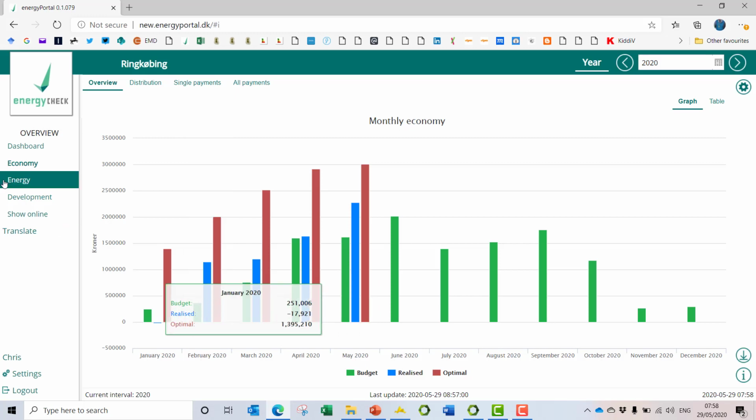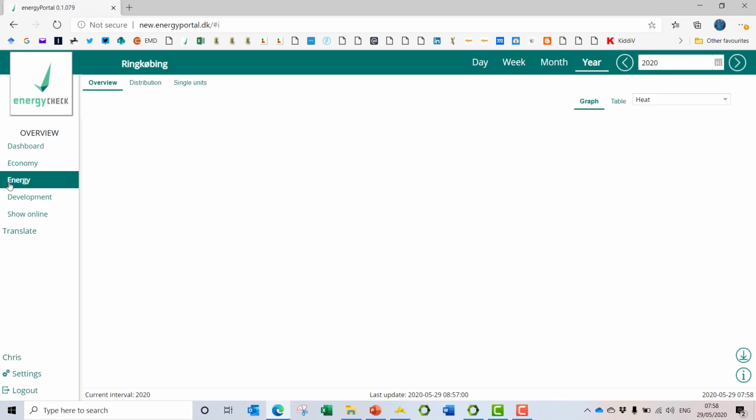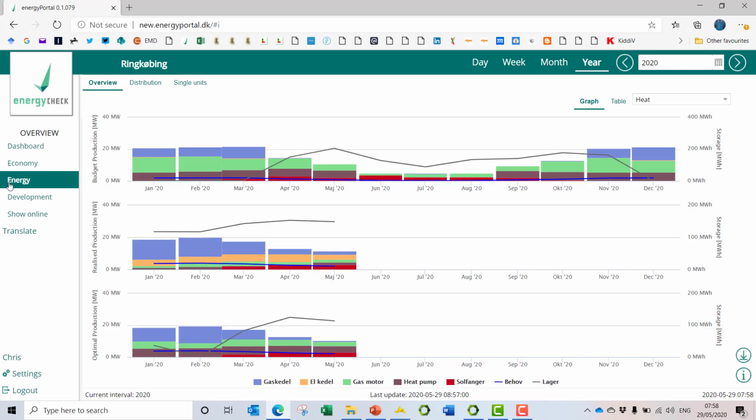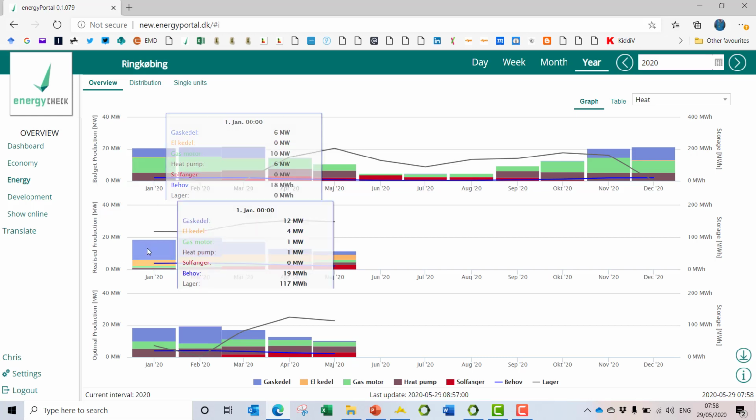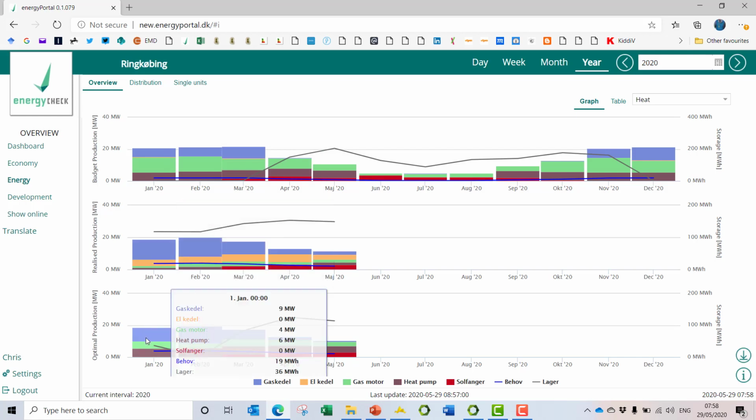So this is a tool we can also look at the energy, and we can see our sort of budget production from the different units. So from the gas CHP, the heat pump, and the solar thermal, and here we see what we've actually achieved, and this is the optimal picture. So that's a whirlwind tour of energyCHECK.